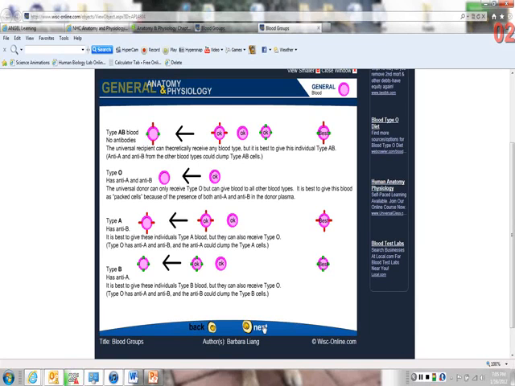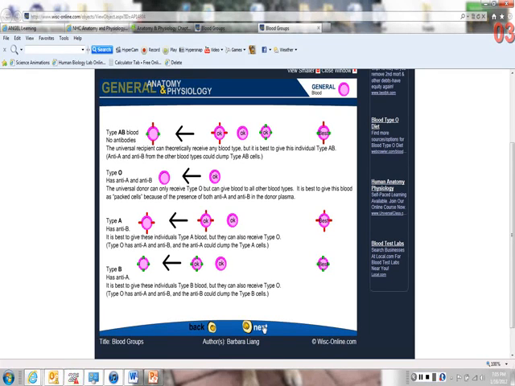Type AB has no antibodies. The universal recipient can theoretically receive any blood type, but it is best to give this individual type AB. Type O has anti-A and anti-B. The universal donor can only receive type O, but can give blood to all other types. It is best to give this blood as packed cells because of the presence of both anti-A and anti-B in the donor plasma.